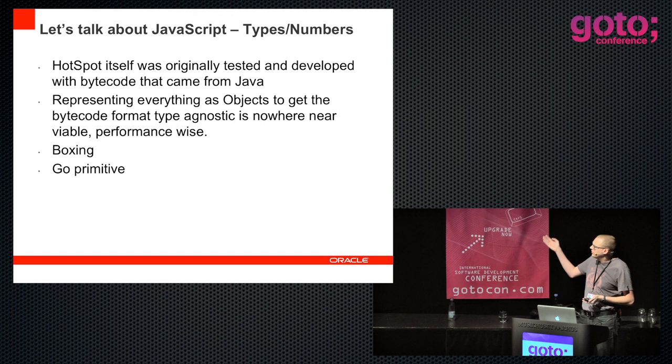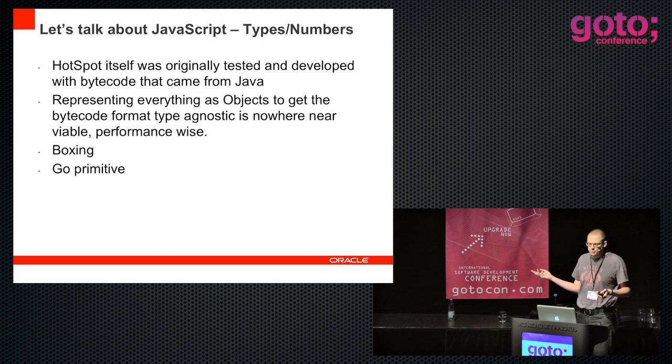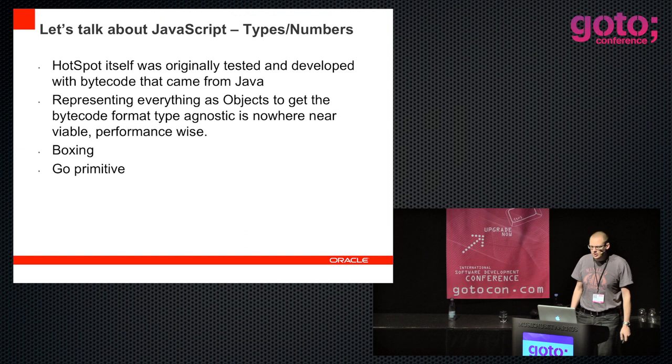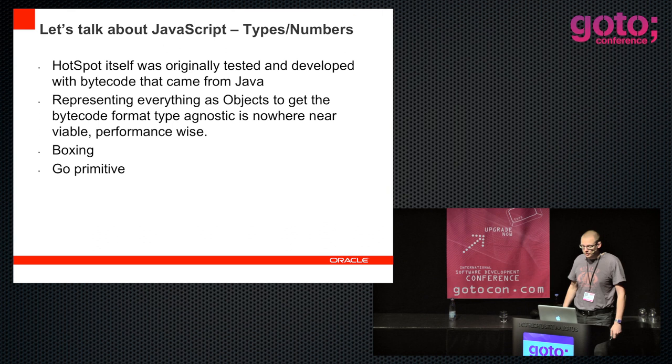To get the bytecode performance to be as type agnostic as you need to be able to implement JavaScript or Ruby. But that's nowhere near viable performance-wise. Even if HotSpot were good at removing boxing, which it is not, it would not be fast. So the key to performance is to try to use primitive operations as bytecode whenever possible.